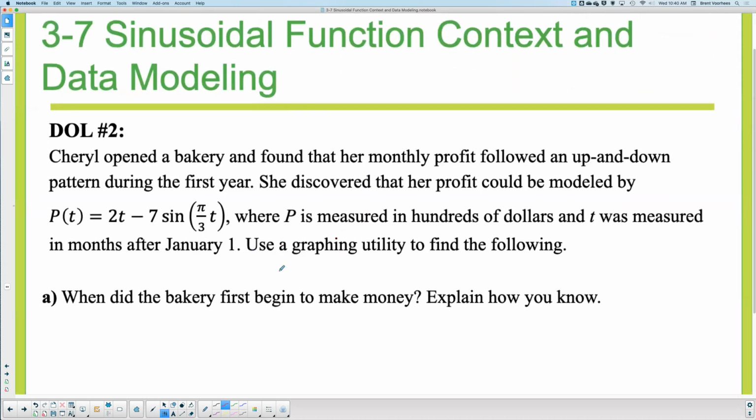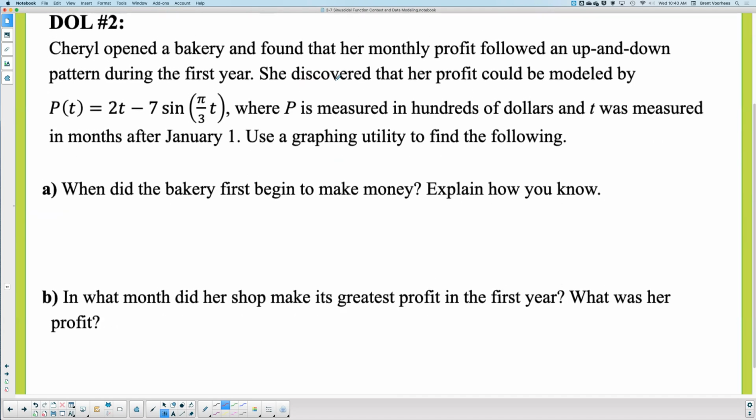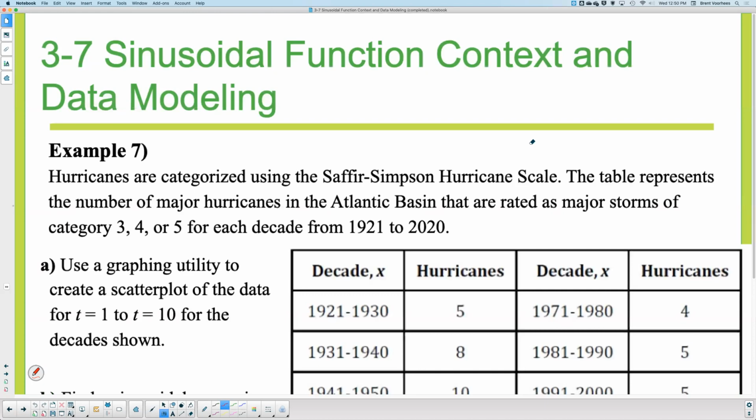All right, after all that, we get to DOL number 2. All right, as you finish up DOL number 2, I'm now going to take a look at example 7 here.